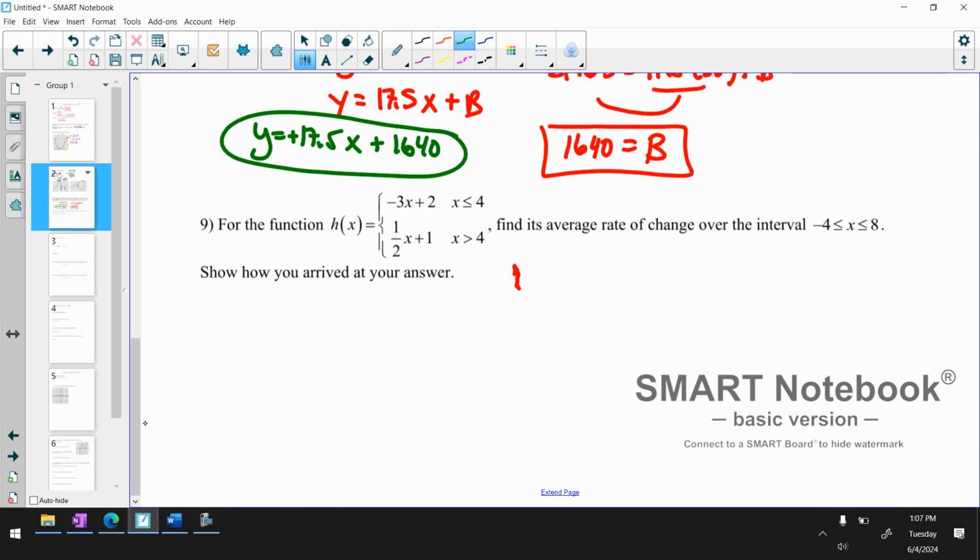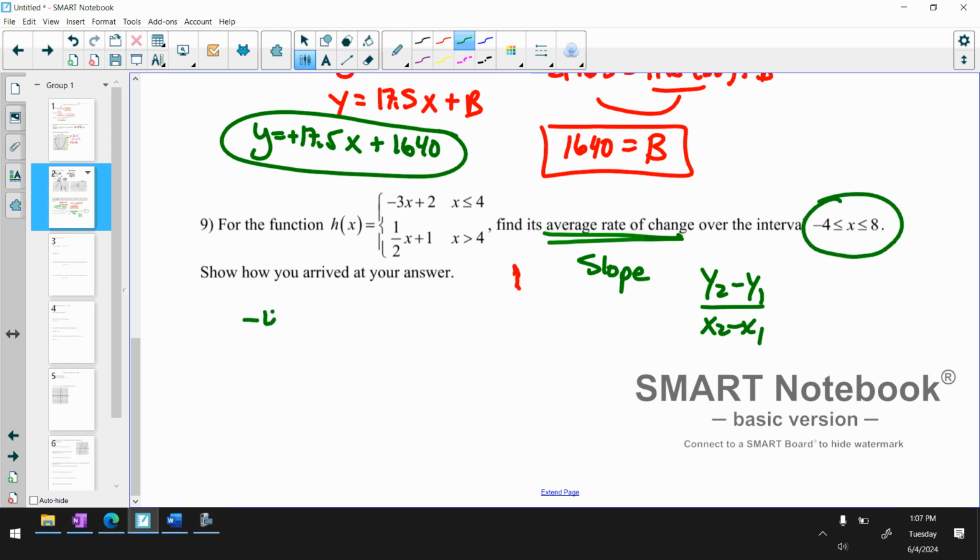All right, next one is a piecewise, pieces of graphs. Average rate of change is the same as slope, y2 minus y1 over x2 minus x1. Right? So I'm going to do the slope, and here are my two x's. So I want to find negative 4, some point, and 8, some point, some y value. So negative 4, which one does negative 4 fall into? Is negative 4 greater than 4 or less than or equal to 4? It's less than or equal to 4, so I want to plug it in that one.